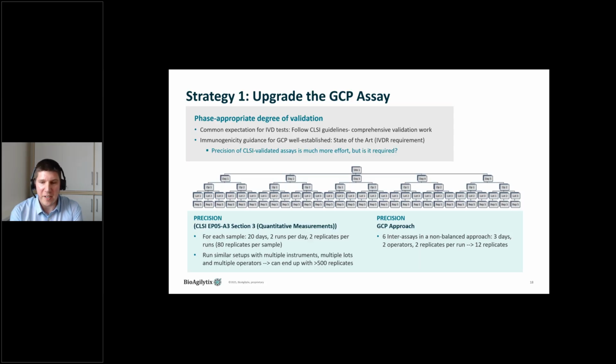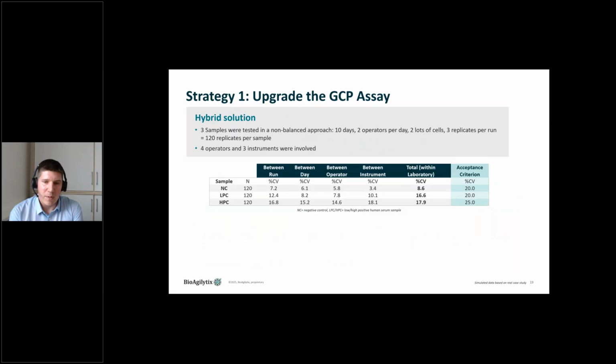And if you jump to the next slide, this is what we decided to go with, a hybrid solution with 3 samples that are tested in a non-balanced approach on 10 days, using 2 operators per day, 2 lots of cells, and 2 replicates per run. So at least we were ending up with 120 replicates per sample. And in total, in a non-balanced design, 4 operators and 3 instruments were involved. You can see the precision data highlighted in both the overall CVs, which all met the acceptance criteria.